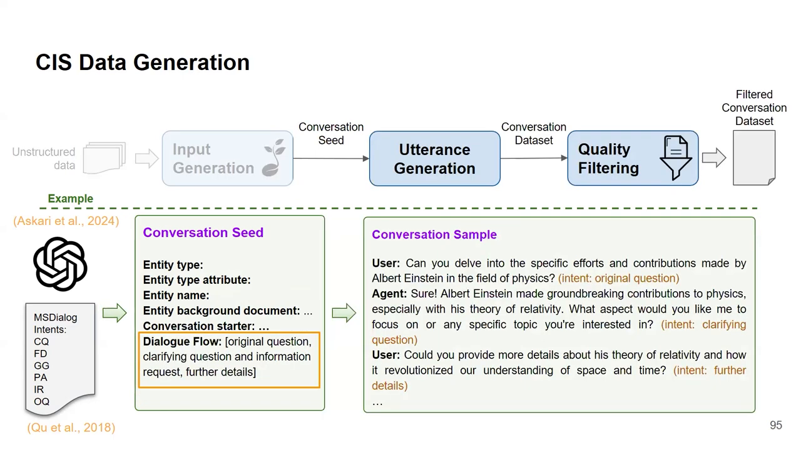The second component is the utterance generator, which converts the conversation seed to a conversation sample or conversation dataset. Maybe it works by prompting or even by fine-tuning an LLM to do this conversion. We will discuss the different approaches for utterance generation. For example, here we see that our conversation seed is converted to a conversation sample, and each turn of the conversation has an intent, which is mapped to the dialogue flow.